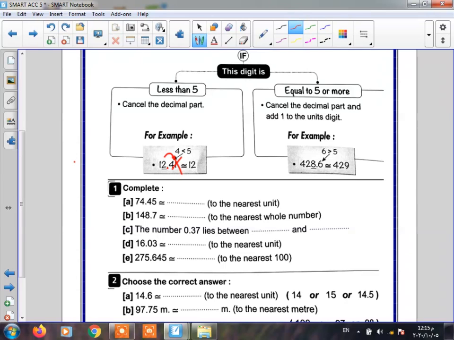Here we have 428.6, and in the unit we have 8. Look at the number before it, here we have 6, it can give 1, so 8 will be 9, and we will cancel all of the decimal, so here the result will be 429.